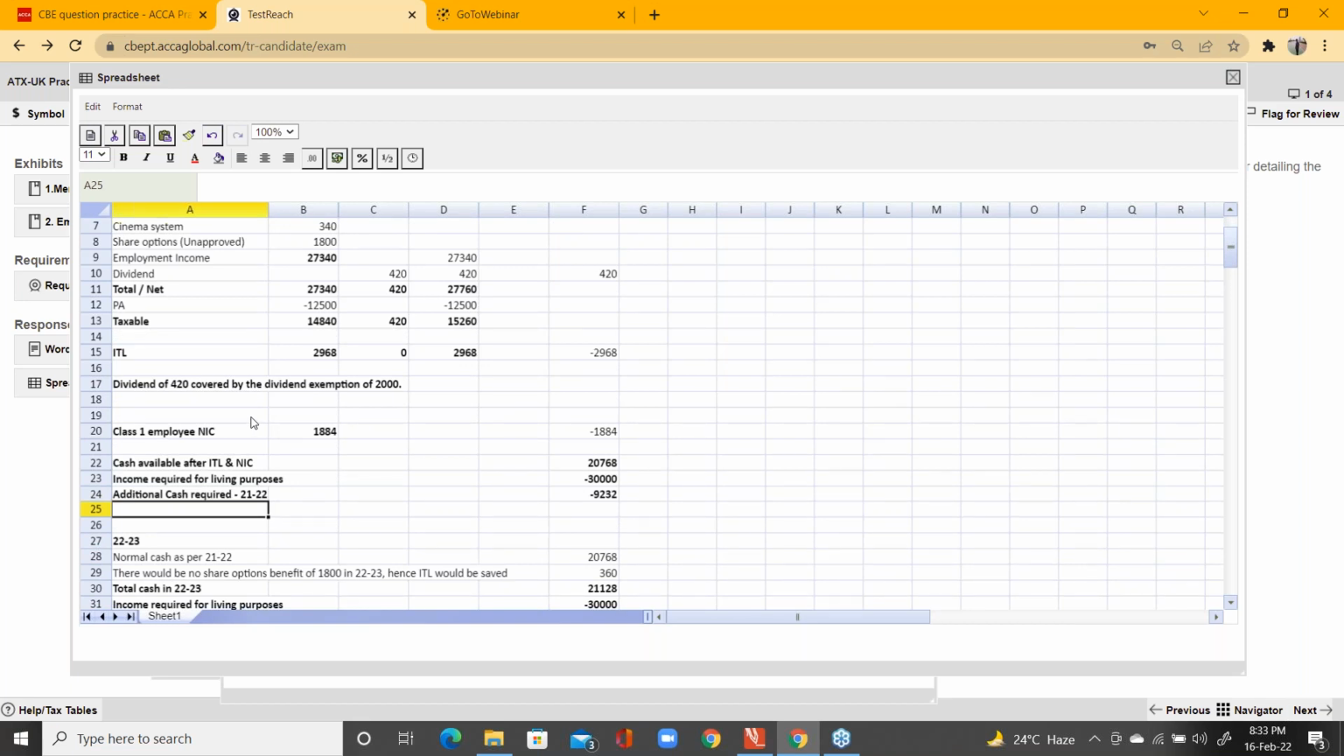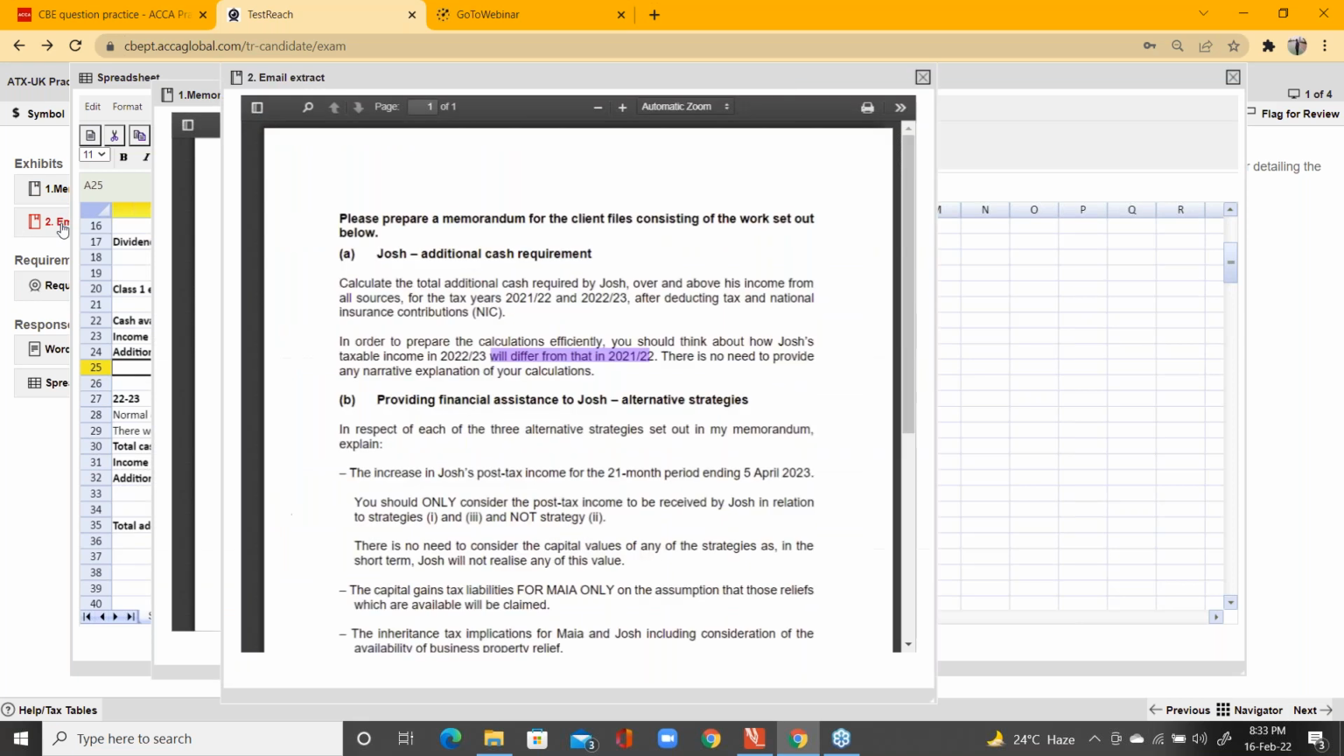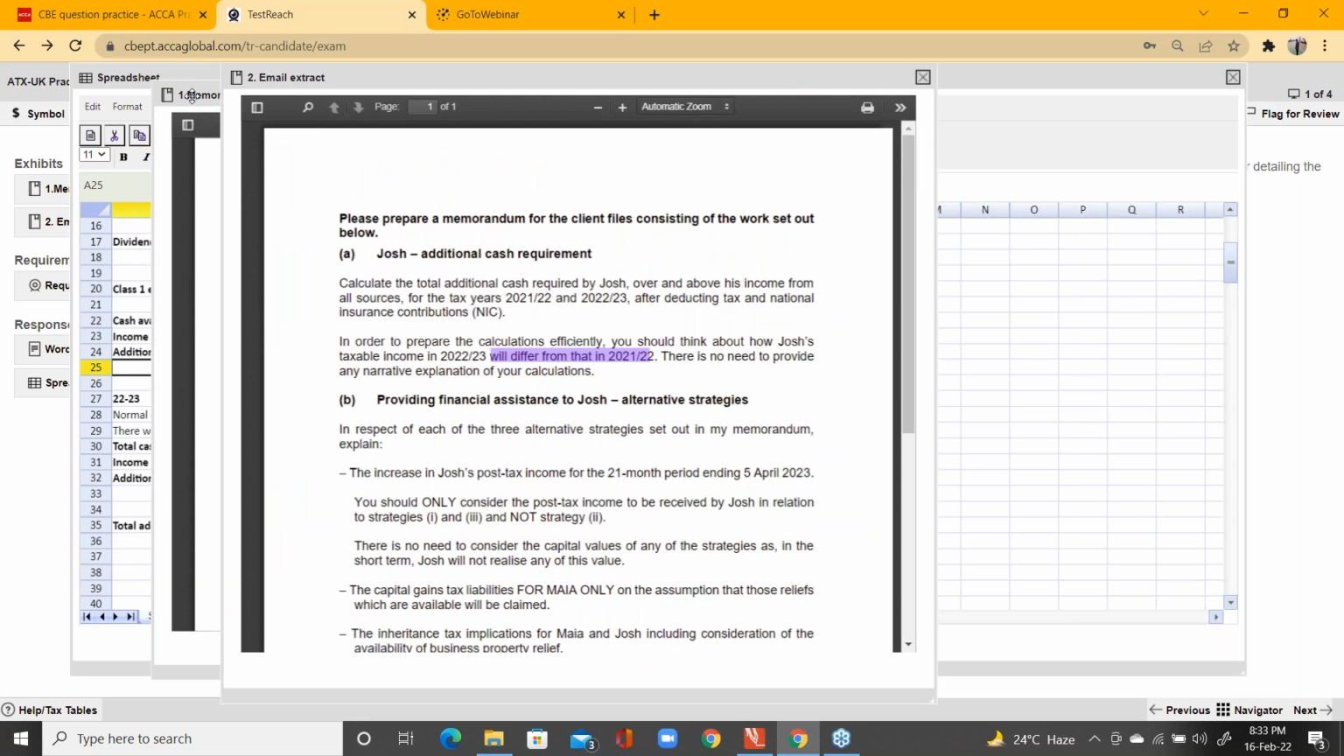Share option income: these shares are granted to the employee and he would not be selling these shares, as clearly mentioned over here. If he's not selling these shares, there will be no income from these shares.